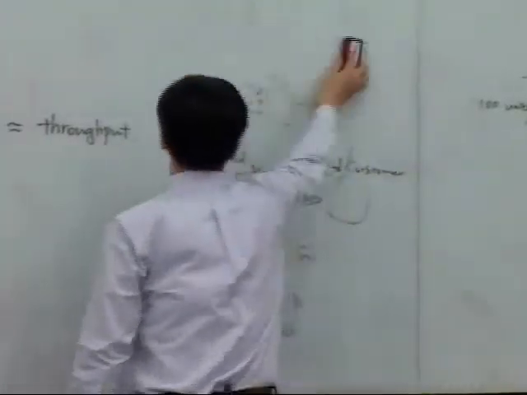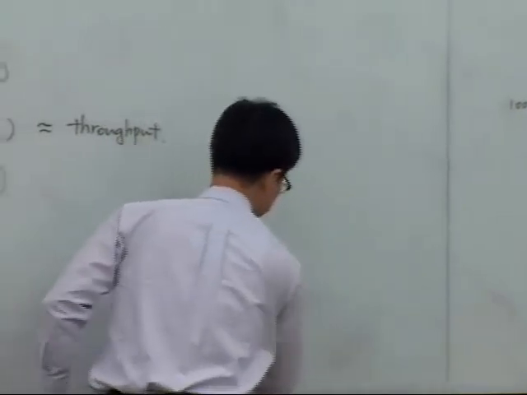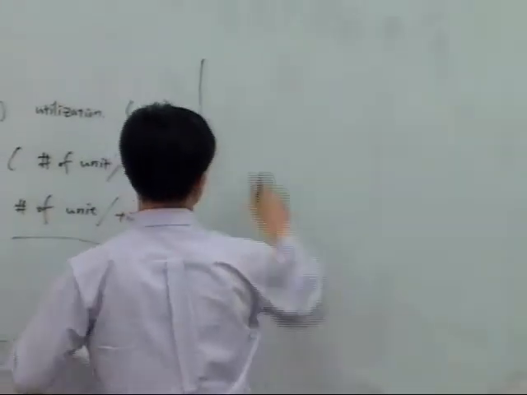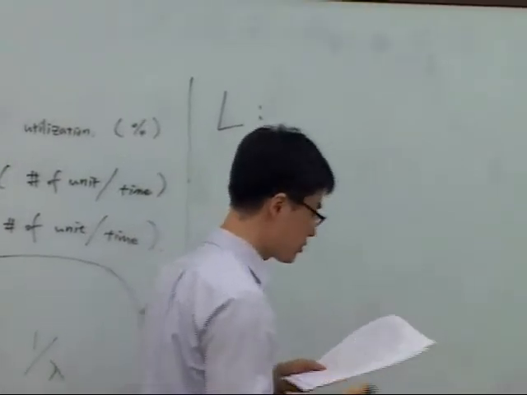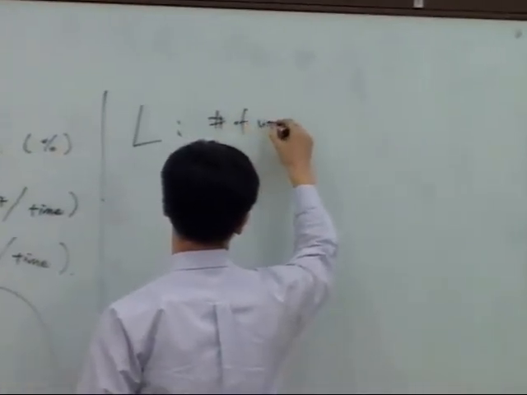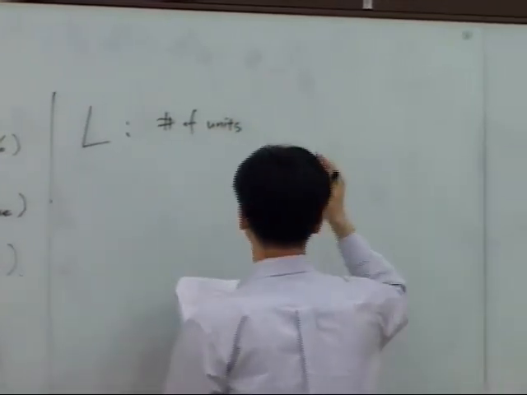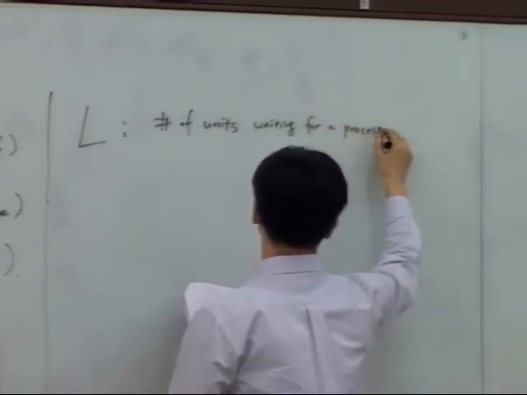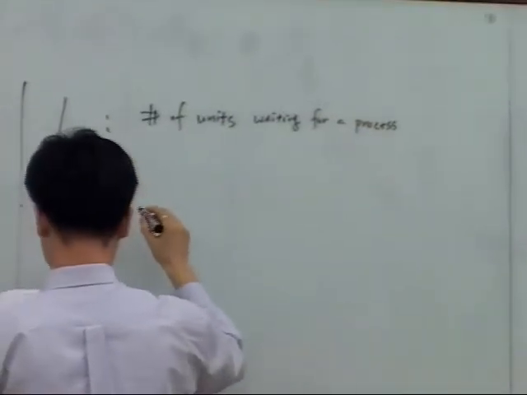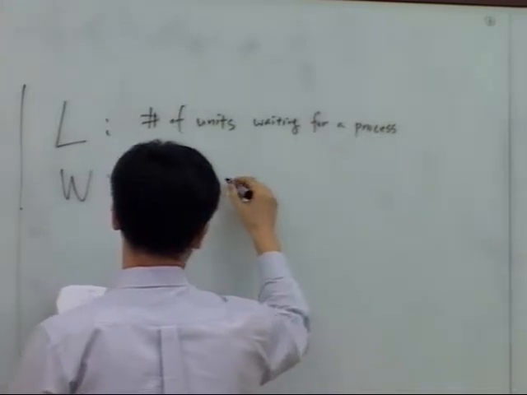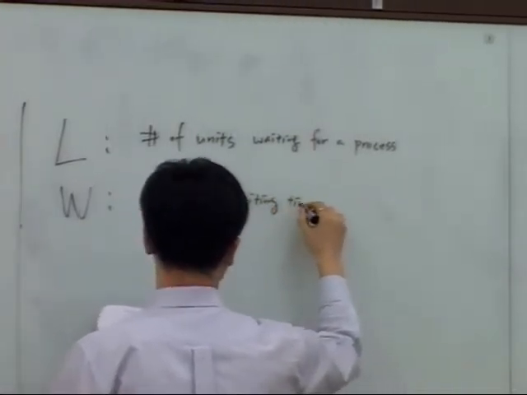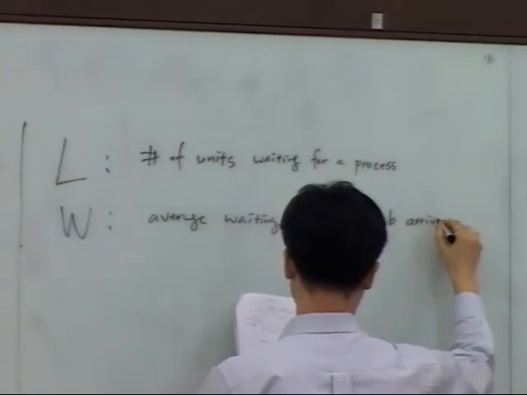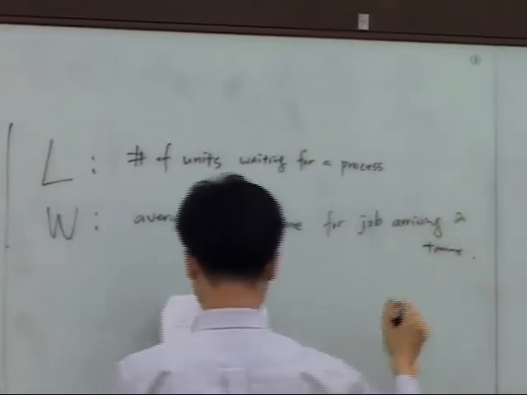Okay, let's go a little bit deeper into the basics. Let's assume large L is the number of units waiting for a process. And large W is the average waiting time for a job arriving in line.